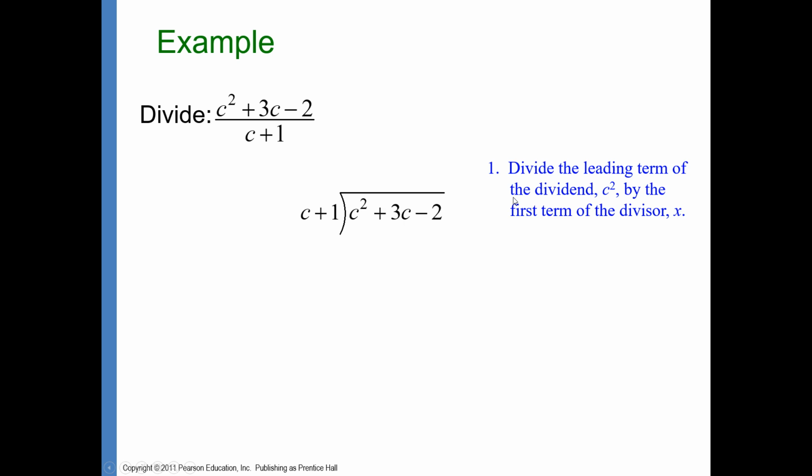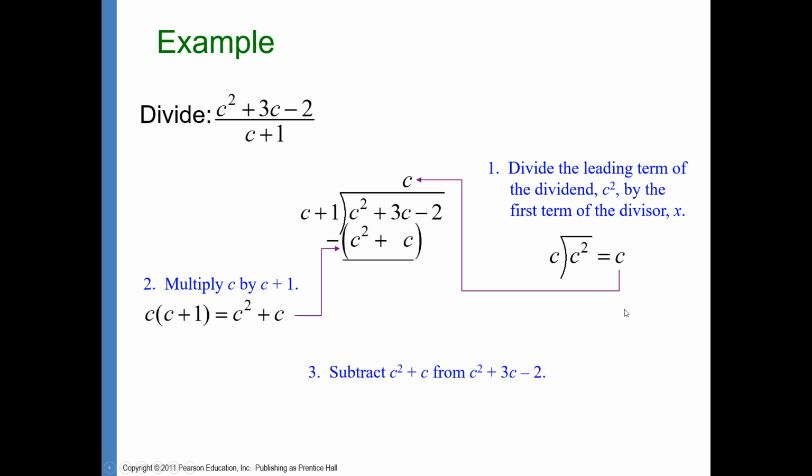Okay. So divide leading term, C squared, by the outside leading term. Well, it's supposed to be C, not X. Whoops. Okay, and we get C. There it is. Okay, now we multiply, right? We distribute, and we get that.